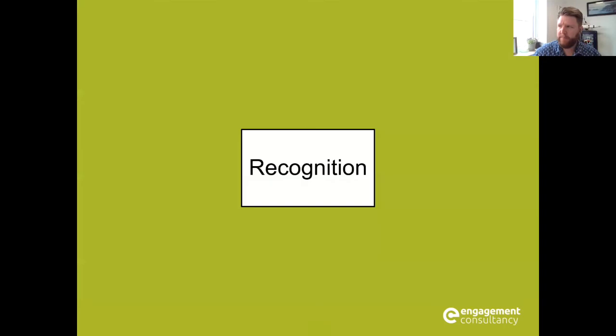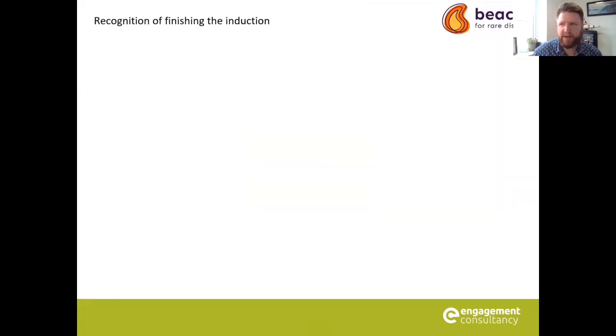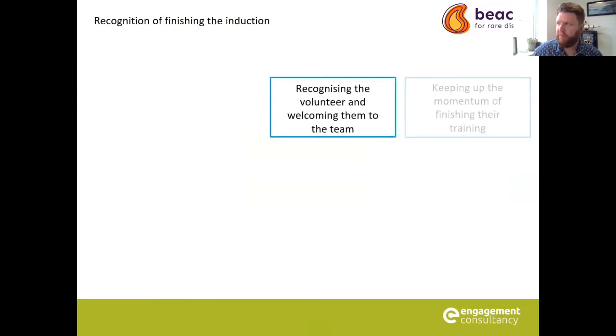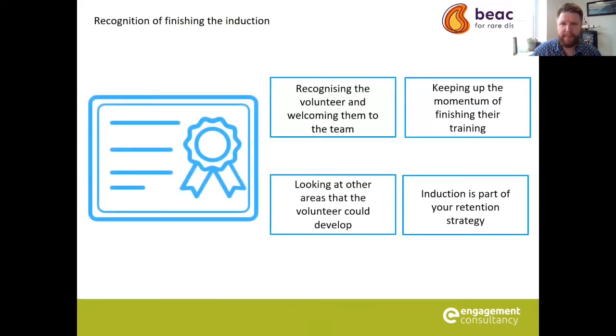Okay. And last but by no means least, recognition, which we are just going to go through very briefly. And again, just going back to induction very quickly, when a volunteer's finished their induction, it should be a time for a celebration when they're fully onboarded as a volunteer. They've completed all their training. They're now a fully fledged volunteer in your charity, and then thinking about continuing that momentum and building those strong foundations.